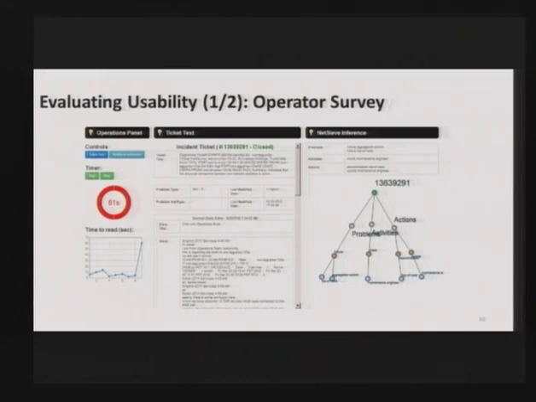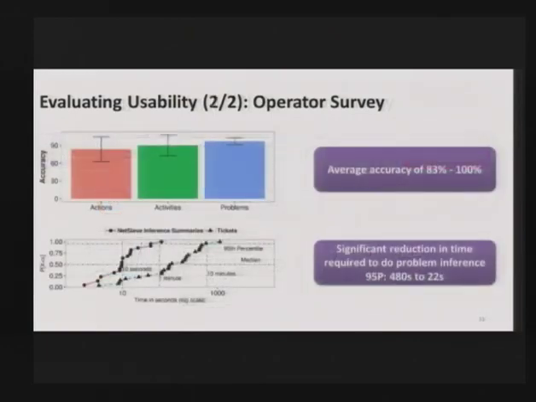So currently NetSieve supports multiple types of outputs. It can either output a table or maybe a graphical form, which is easier to interpret. So from the operator survey, we observed that NetSieve's average accuracy is about roughly 83 to 100%, in fact.